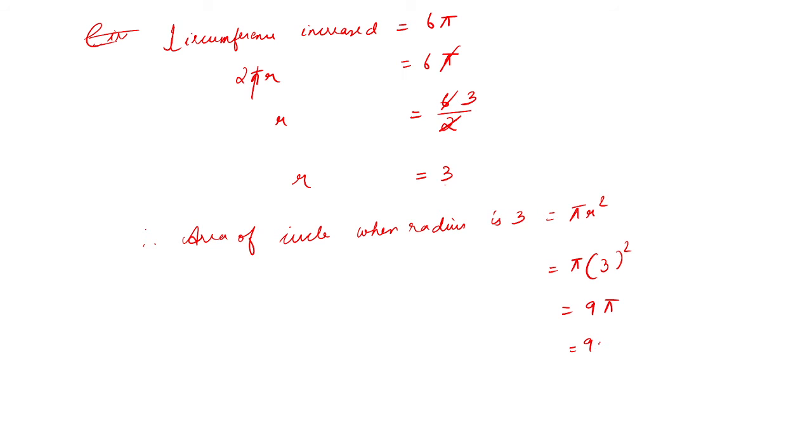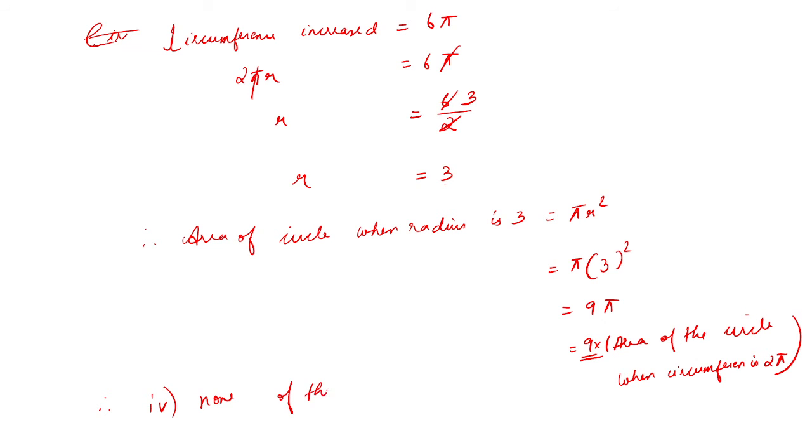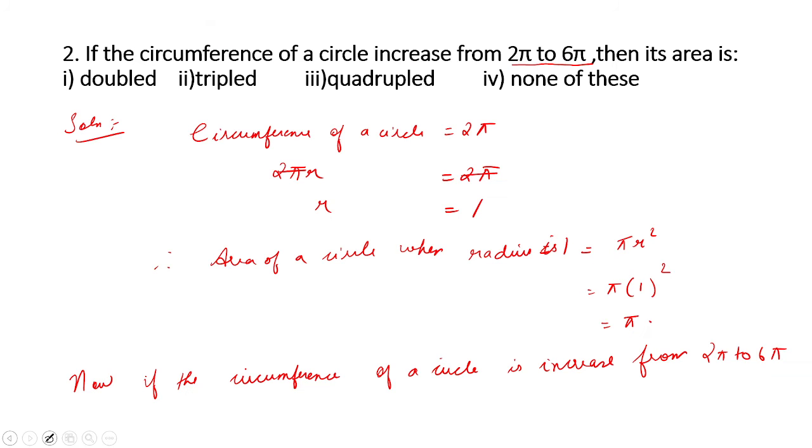So this means 9 into the area of the circle when circumference is 2 pi. That means the area of the circle is increased by 9 times. Okay, so the option will be 4. That means none of this. All right, let me just explain here. Doubled means it must be increased by 2 times.